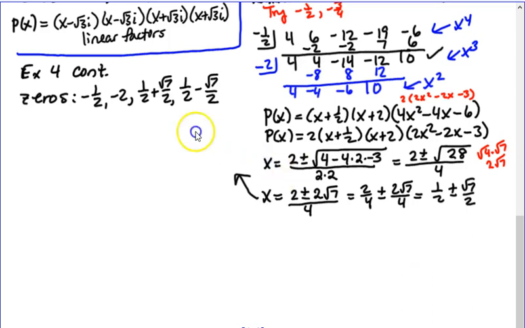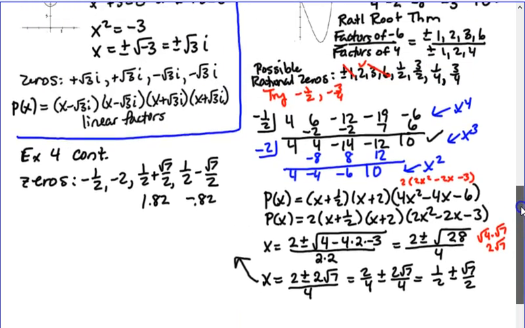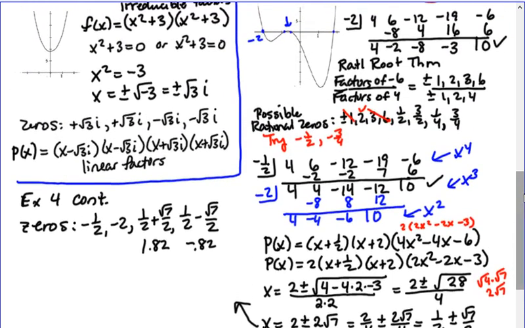Now if you get a decimal approximation for these two numbers on the calculator, you'll find out that 1/2 plus the square root of 7 over 2 is 1.82, and 1/2 minus the square root of 7 over 2 is negative 0.82. So looking at the graph, let's check those out. This looks very reasonable for negative 0.82. This is my 1/2 here, and this looks very reasonable for positive 1.82. So those are the zeros for number 4.